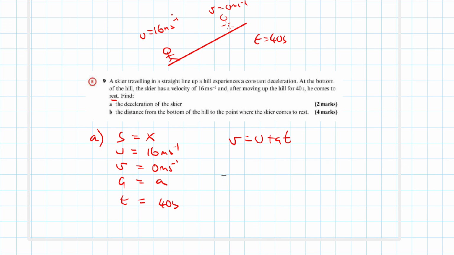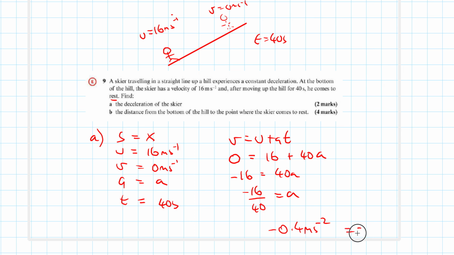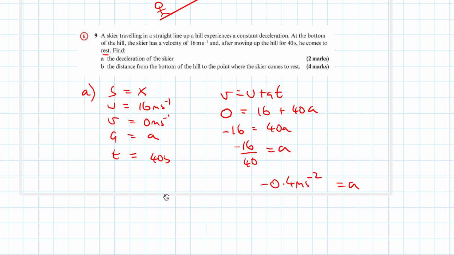We're then going to plug in our numbers. So it's going to be 0 equals 16 plus 40a, and then we're going to rearrange as minus 16 equals 40a, minus 16 over 40 is equal to a. Plugging our numbers into a calculator, we get an answer of minus 0.4 meters per second squared, which is equal to a. Now you can leave your answer like this, but you could also write a short sentence to say that deceleration is equal to 0.4 meters per second squared.